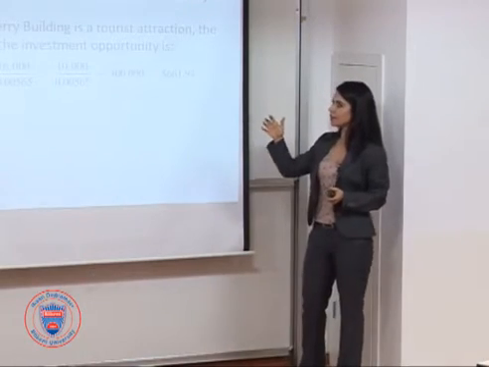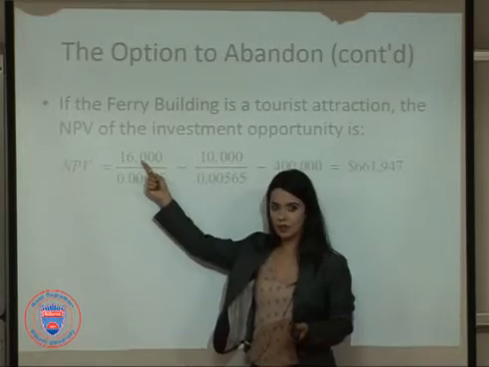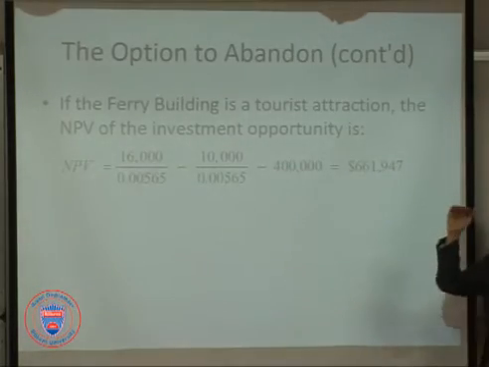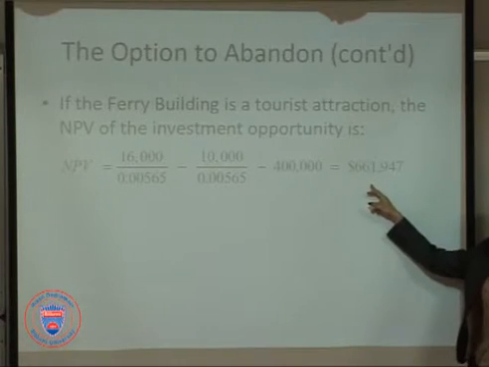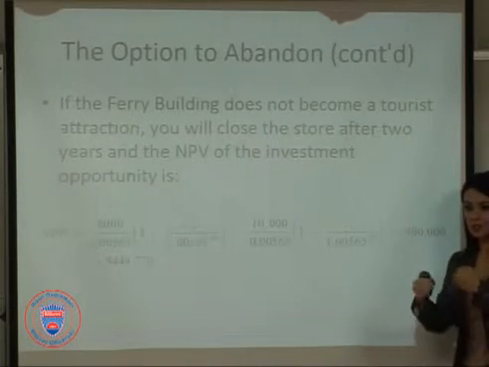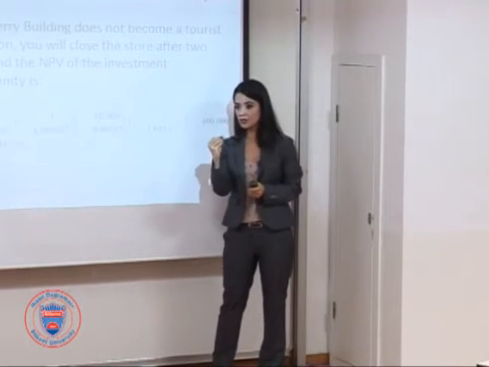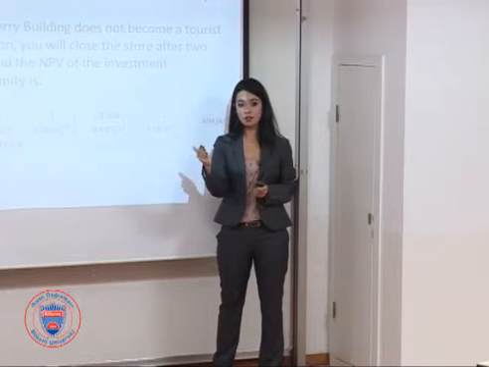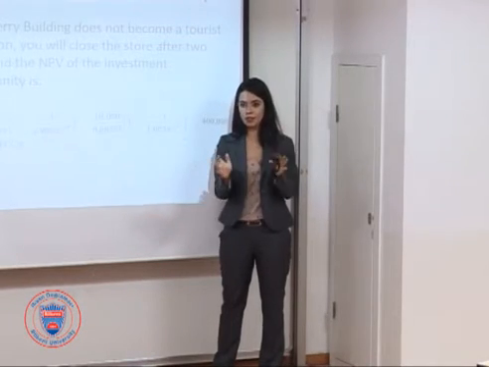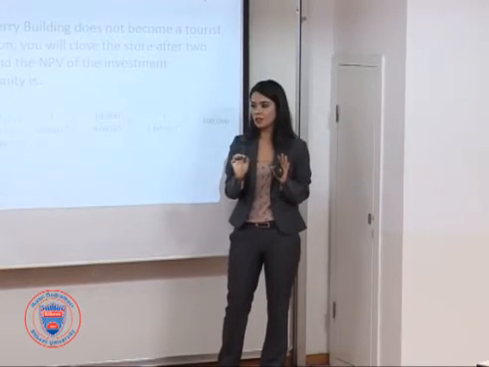So if the ferry building becomes a tourist attraction, what is my NPV? I'm making $16,000 a month. So the NPV in the tourist attraction case will be $661. Okay. If the ferry building doesn't become a tourist attraction, then every month you're making $8,000. Now we will turn things into annuities. So remember, your decision to close the store comes after 24 months. And if this building doesn't become a tourist attraction, for 24 months, you're stuck with $8,000 profit.